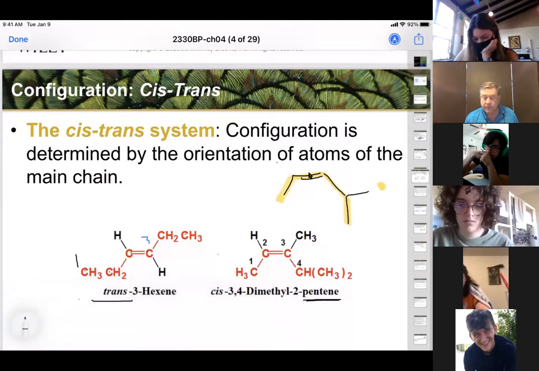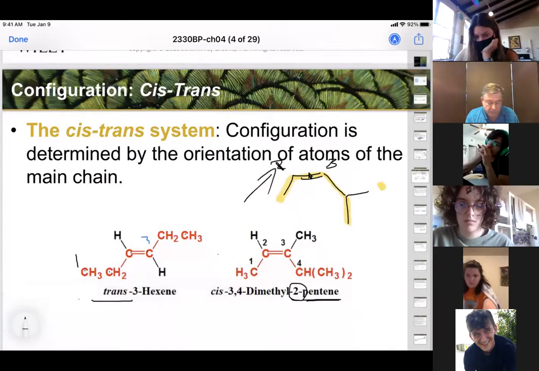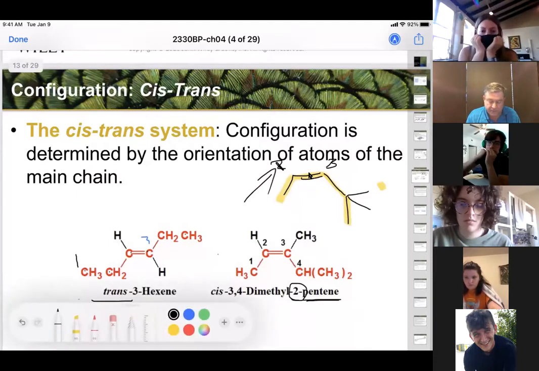Because this is going to give us the shorter number, this is going to give us something like 3, this is going to give us 2. We're going to number from this direction. That's where the 2 comes from, 2-pentene, okay? And now, oh, there's another methyl group on here somewhere, right there. Sorry. Again, they would each give us the same thing.